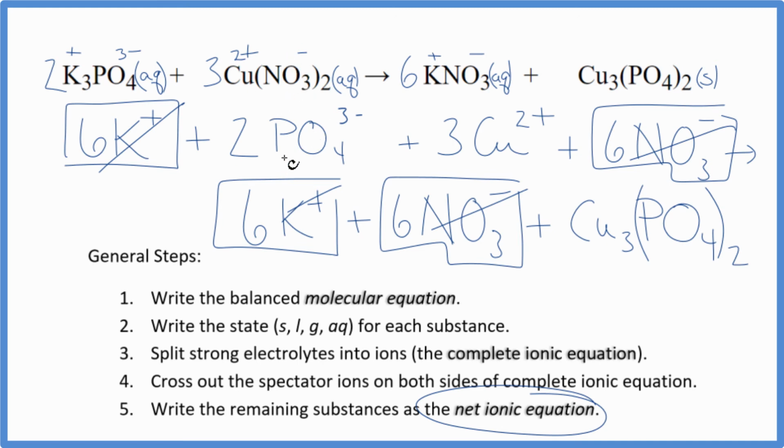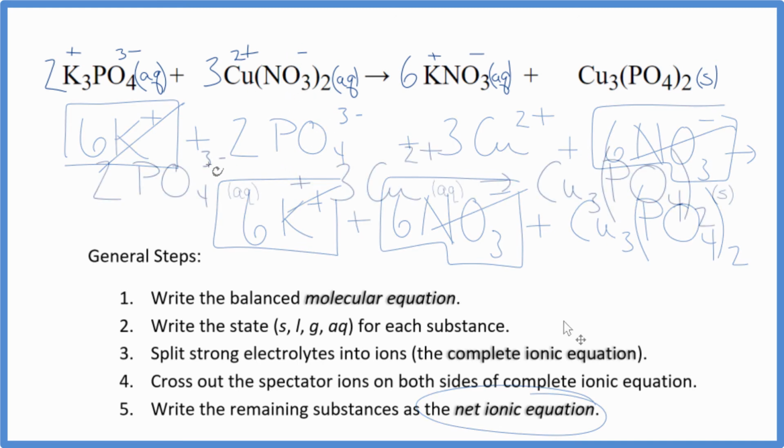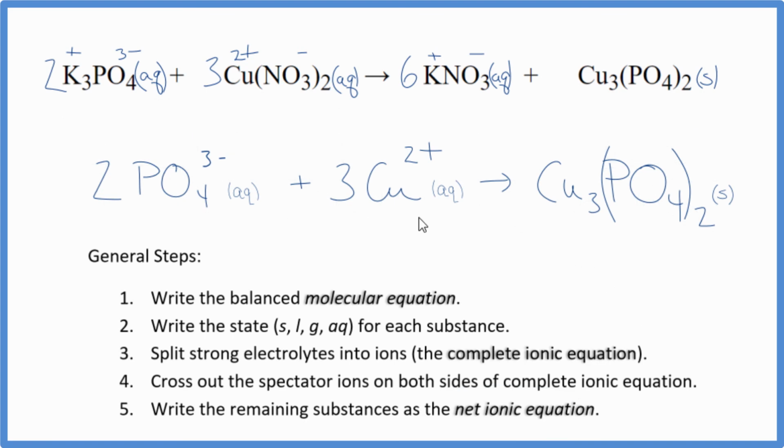I'll clean it up, write the states, we'll have our net ionic equation. So this is the balanced net ionic equation for potassium phosphate plus copper(II) nitrate. You can see charge is conserved. 2 times 3 minus, that's 6 minus. 3 times 2 plus, that's 6 plus. They add up to a net charge of 0. This is neutral, net charge of 0.